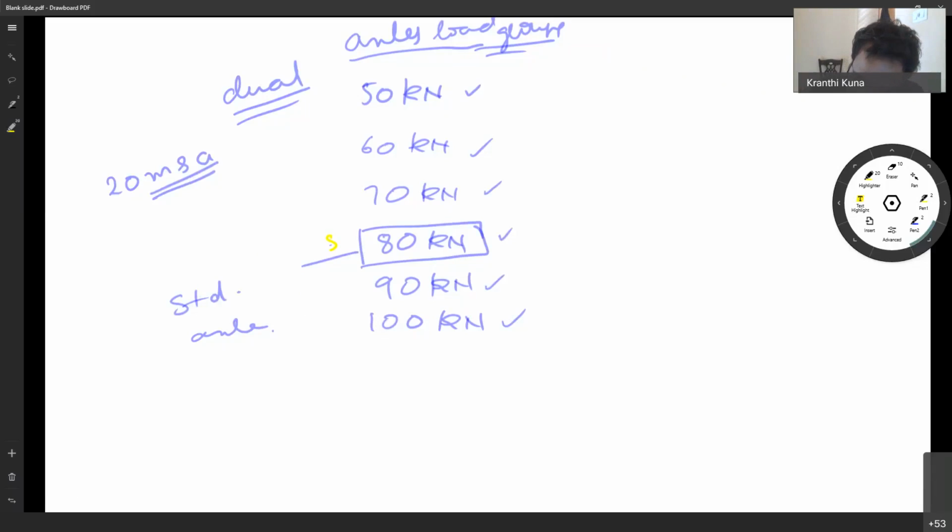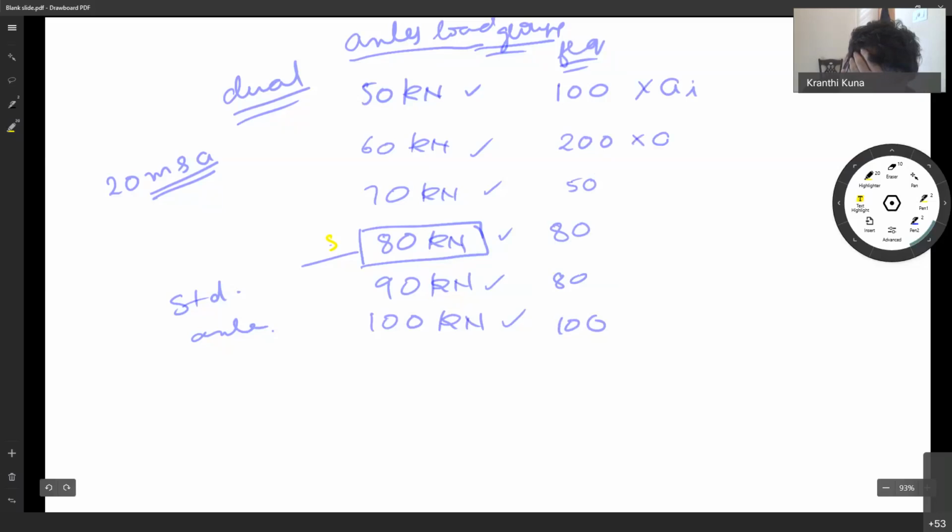Yesterday I was also talking about frequency. Say for example, you are having 100 vehicles per day, say 200 vehicles per day, 100 axles per day. Similarly this is 50 axles per day, and this one 80, 100, something like that. So you want to convert everything into 80 kilonewton. We can convert that by multiplying by a factor, which we call the damage factor.